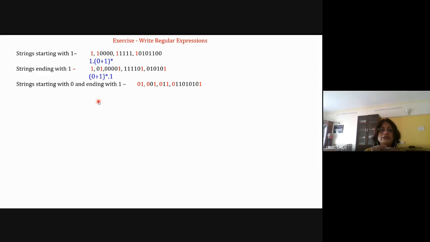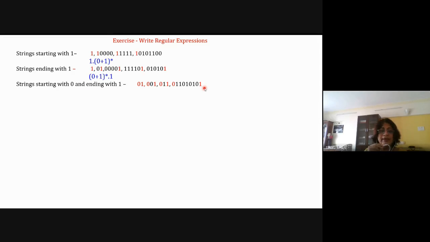Strings starting with 0 and ending with 1. Okay, so I have written down the possible strings. The string is starting with 0, ending with 1, so 0 1 is allowed. Only 0 is not allowed, only 1 is not allowed, but if the string is starting with 0 and ending with 1, it is allowed. 1 0 is also not a valid string. Then 0 0 1 is allowed, it is starting with 0, ending with 1. This 0 1 1 is also allowed. 0, anything in between and ending with 1 is allowed.